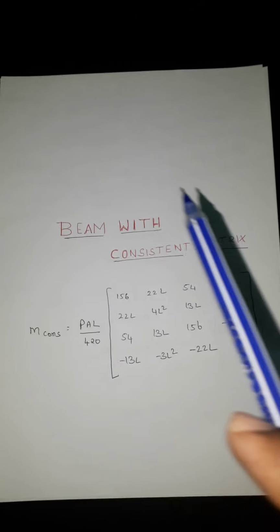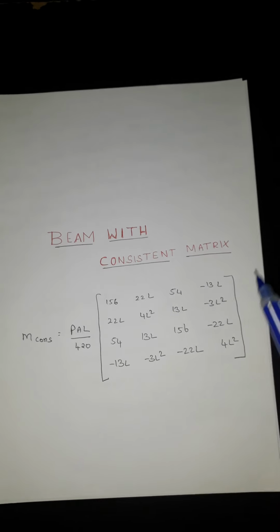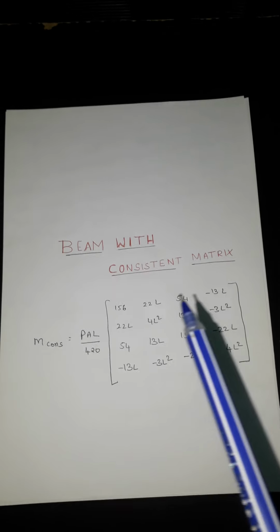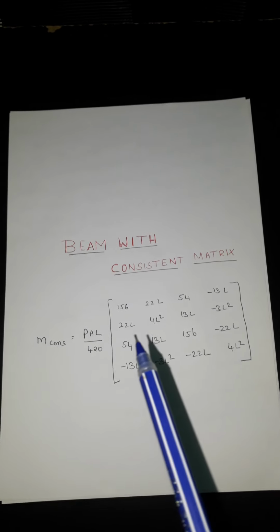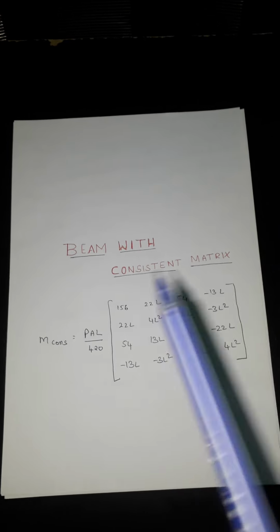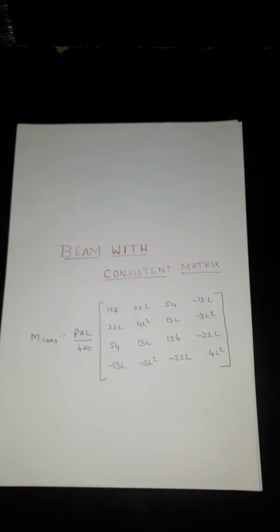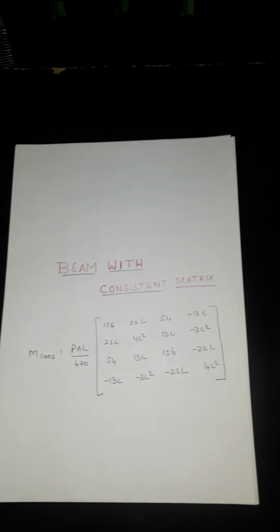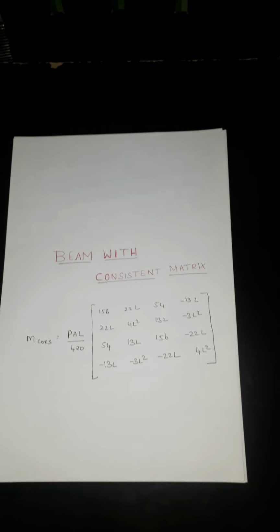Now we are going to see another problem, that is beam with consistent matrix. This is the consistent matrix formula: rho AL by 420, 156, 22L, 54, minus 13L, 22L, 4L square, 13L, and it goes on. The question may ask for both lumped matrix and consistent matrix, or they may tell you to use only the consistent matrix. So there is no difference.